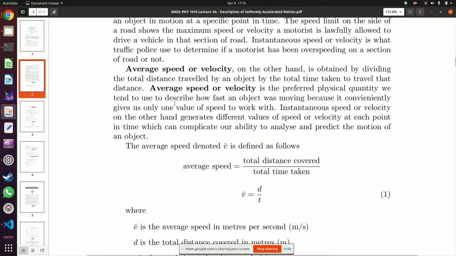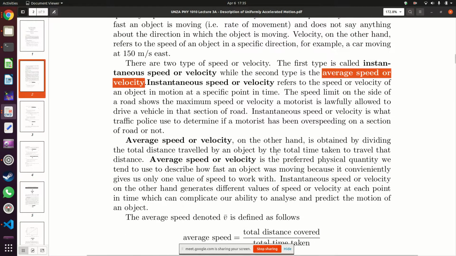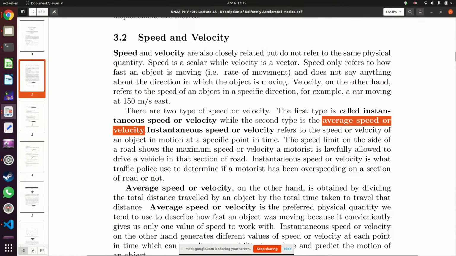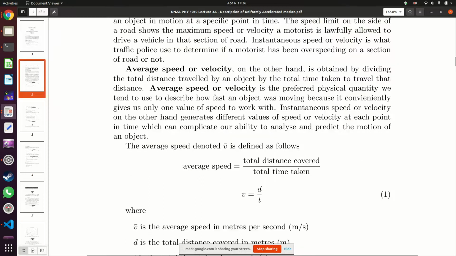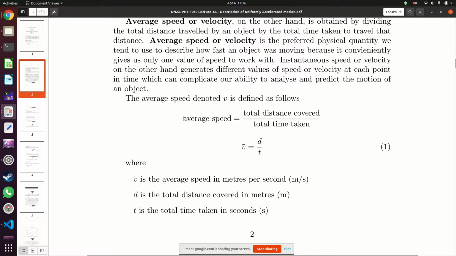So we want you to be aware of those two things: what is instantaneous speed or instantaneous velocity, and what do we mean by average speed and average velocity? Instantaneous speed or velocity, you can get using those speed trap things which the police use to measure what the speed of a car is at that particular moment. Average speed or velocity, you can get differently. How do you get the average speed? Average speed is equal to the total distance covered divided by the total time taken. So you just look at how much distance has been covered and how much time it took to cover this distance. That gives you your average speed. Are we clear?